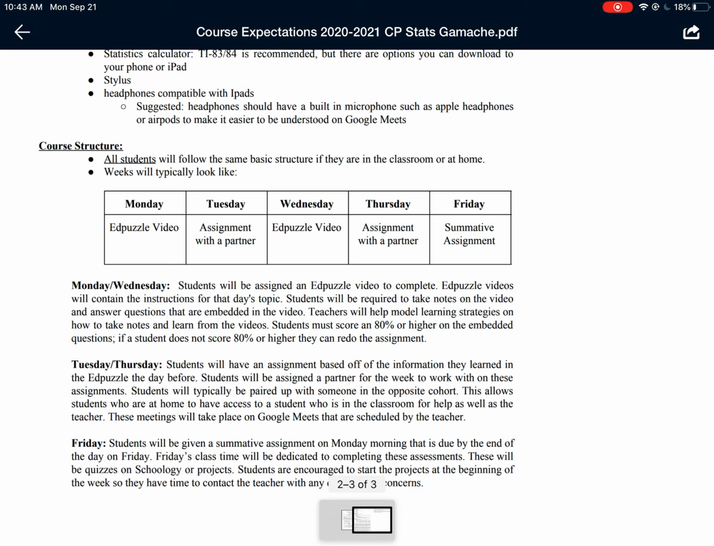And again, this is pretty uniform for students whether they're in school or not. This is to help get used to the consistency as well as meet the needs. And since we're in different circumstances now, this provides some consistency.